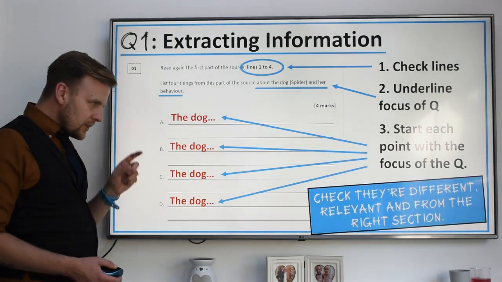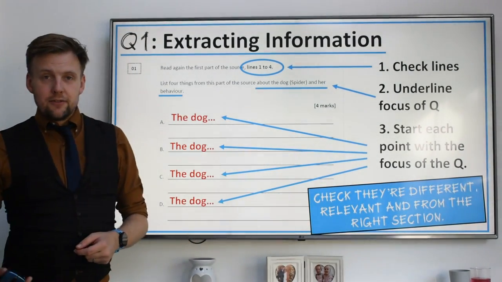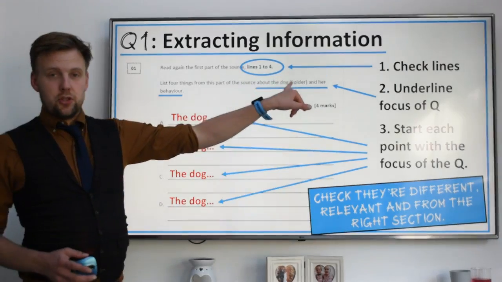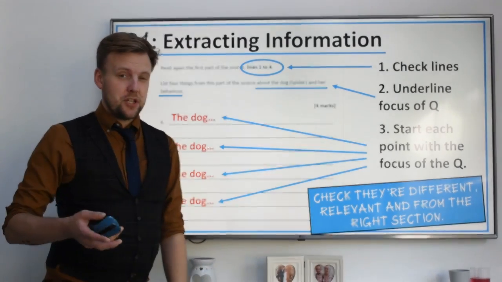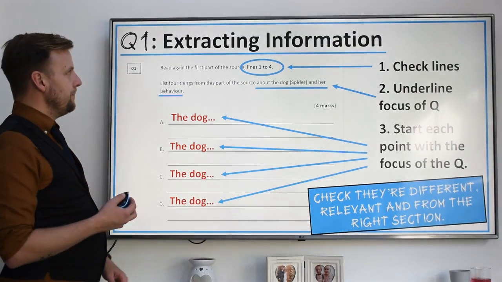Okay? Check before you move on that all these points are different, they are relevant, and that they are from the right section. Because if there's any repetition or anything like that, they're going to take marks off you, and that would be pants.